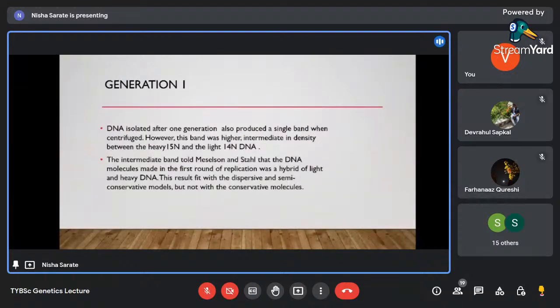Generation 1. DNA isolated after one generation also produced a single band when centrifuged. However, this band was higher, intermediate in density between the heavy N15 and the light N14 DNA. The intermediate band told Meselson and Stahl that the DNA molecules made in the first round of replication were a hybrid of light and heavy DNA. This result fit the dispersive and semi-conservative models, but not the conservative model, because that would give a band for the heavy original molecule and a band for the light newly made molecule.